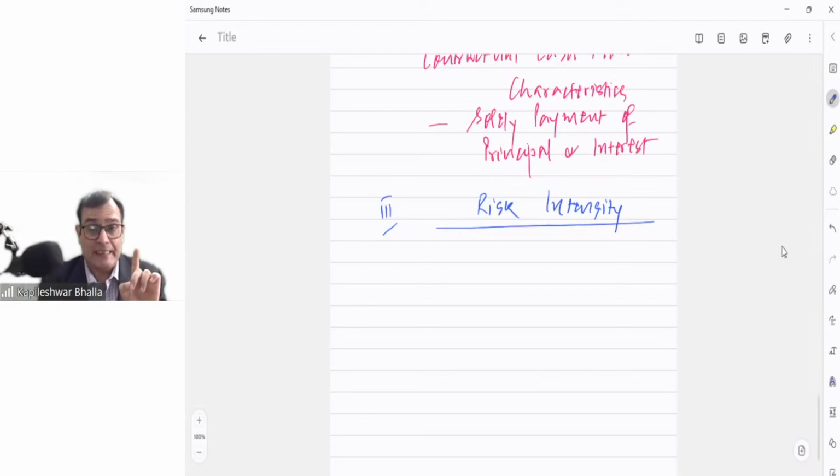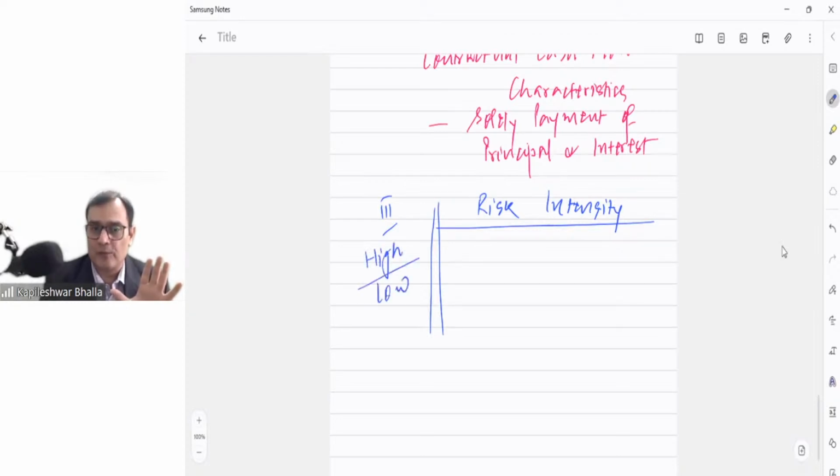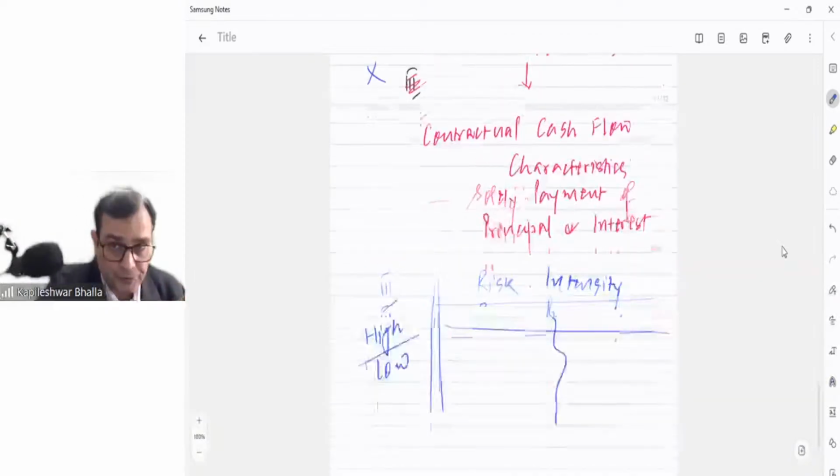Now, the risk intensity is going to tell me whether there is a high risk or a low risk. So step number 2 identifies the presence or the absence of risk. Step number 3 is going to tell me the intensity of the risk, whether the risk is high or low. Because if it is high, I'm going to use FVTPL. And if it is low, then I'm going to use FVOCI. And in this case, there are 2 different types of tests. Let me now caution you.